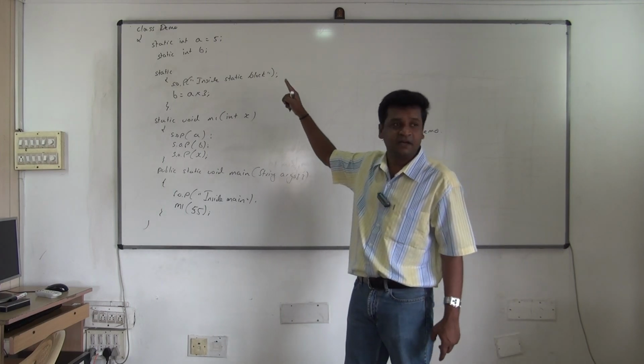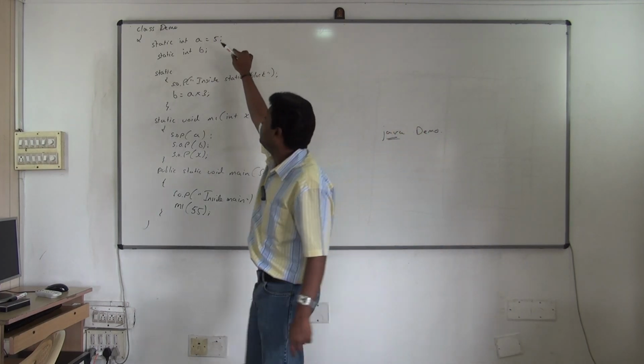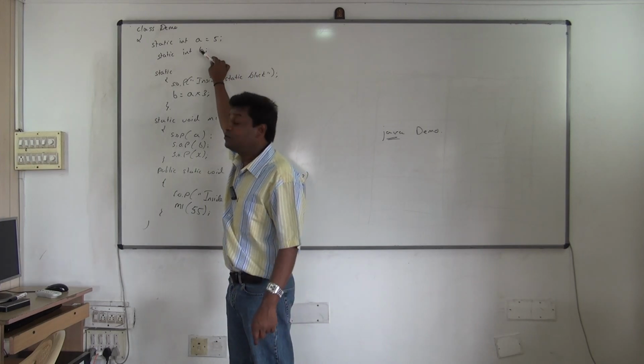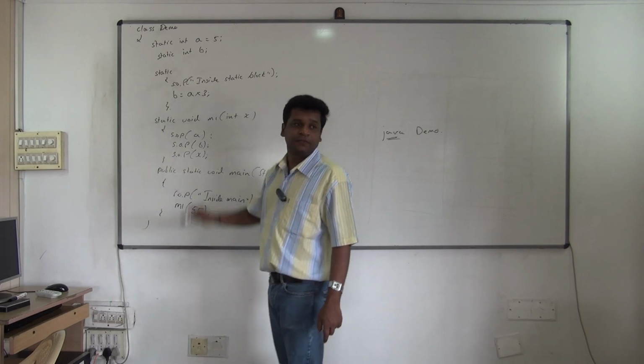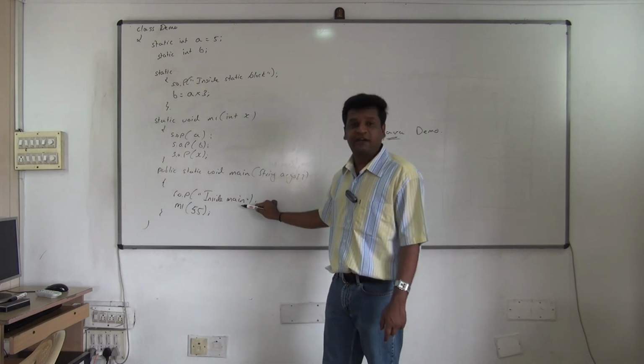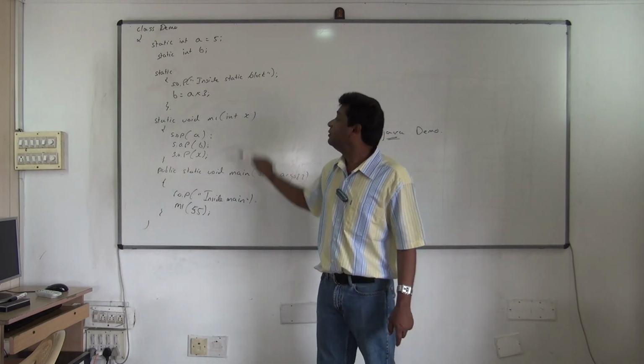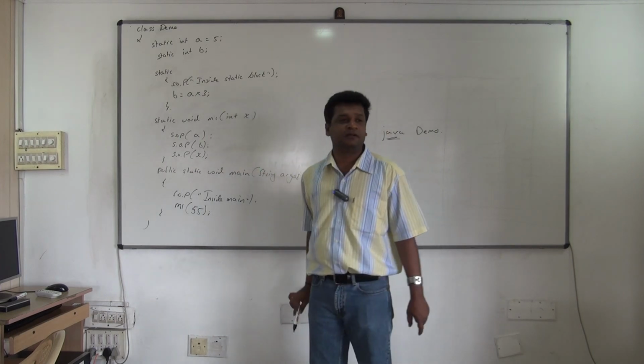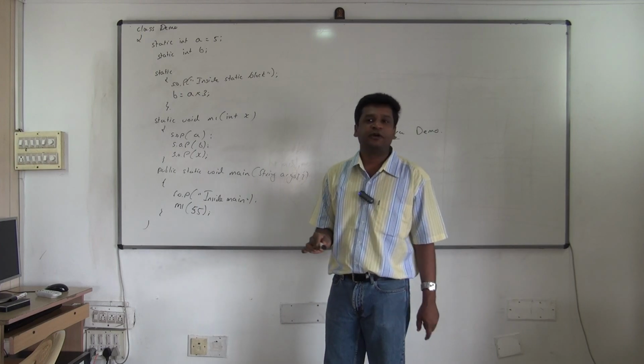So A is there, B is there. First they are declared and initialized. A is declared and initialized to 5. B is initialized to 0. Now the static block gets executed. So before you see inside main, the output you will be seeing is inside static block. And now B's value will be overwritten. Earlier it was 0. It will be overwritten to 15.